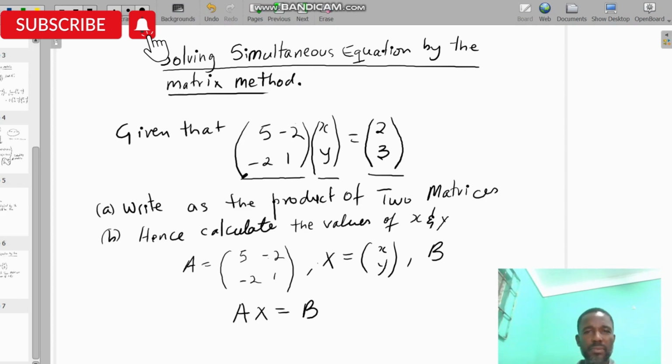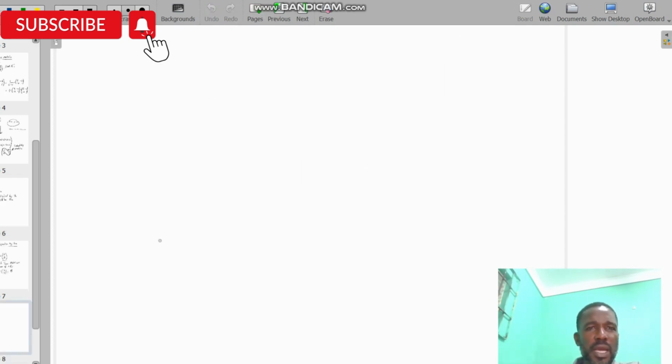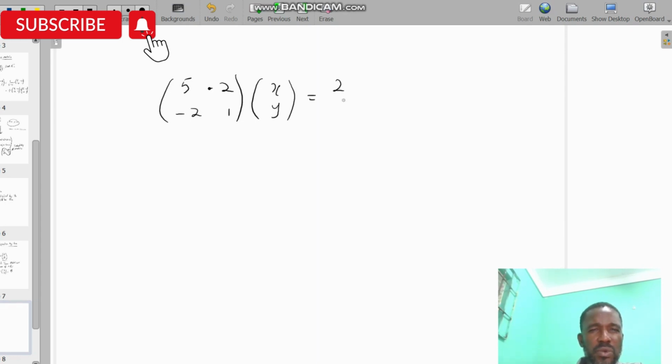Now, how do I know that this is a simultaneous equation problem? I know that it is a simultaneous equation, so we have 5, -2, -2, 1, times x, y is equal to 2, 3.